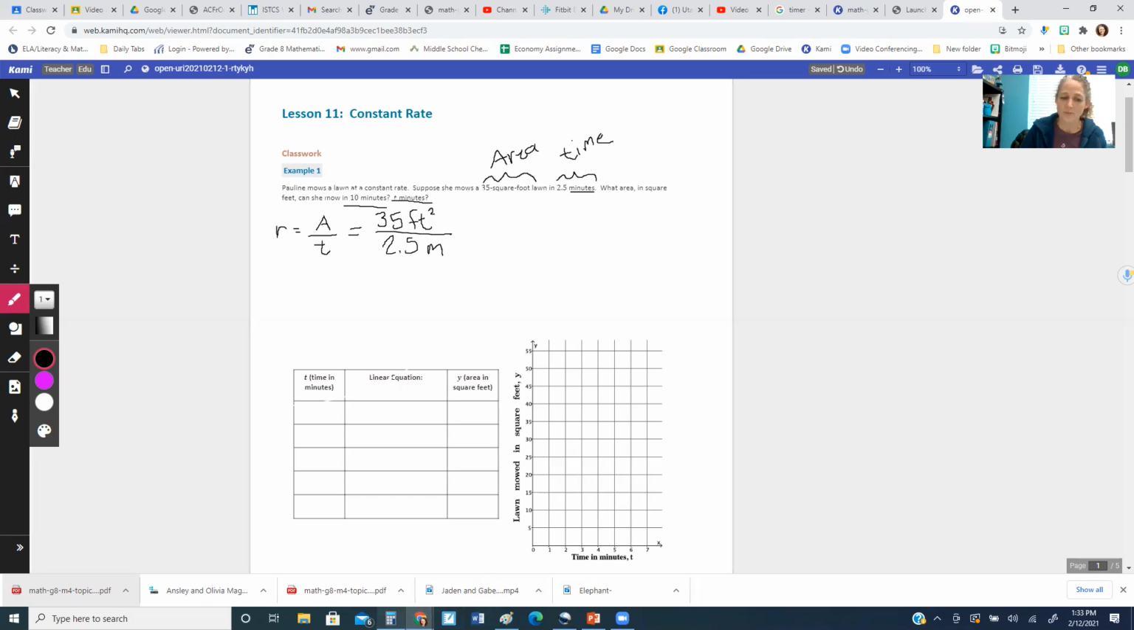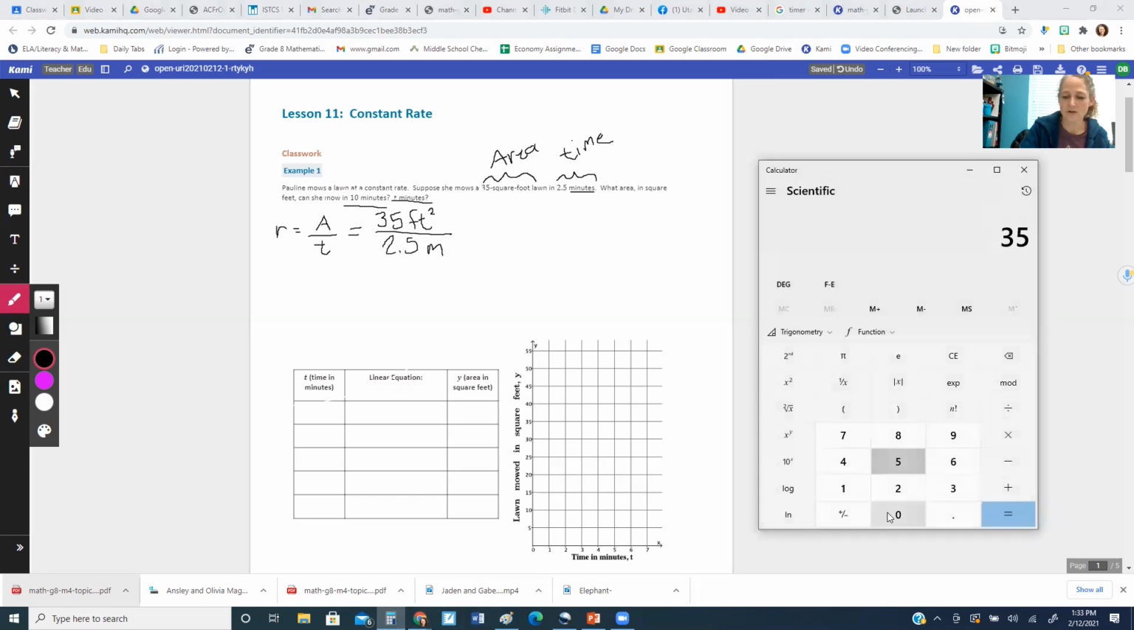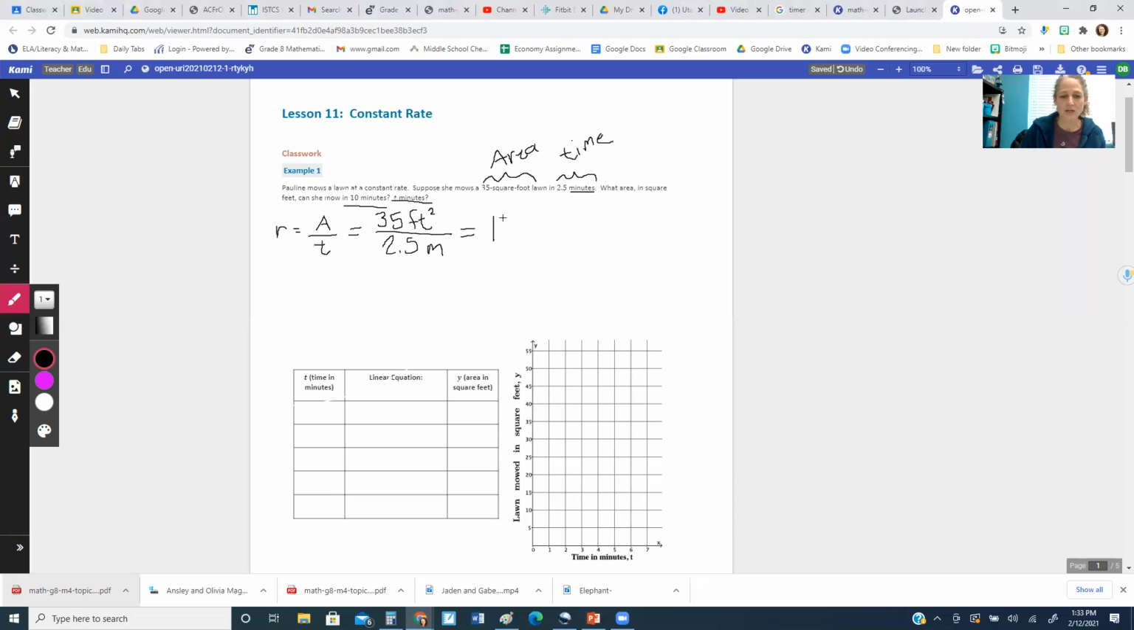So I'm going to whip up my calculator and say, okay, 35 divided by 2.5. And this will give me my rate. How many square feet per 1 minute? Ooh, 14. That's a nice number. So she can mow at the rate of 14 square feet per minute. So every minute she mows 14 square feet. So how many does she mow after 10 minutes? This is how many in T minutes.